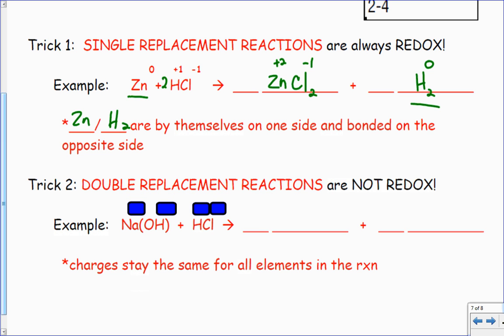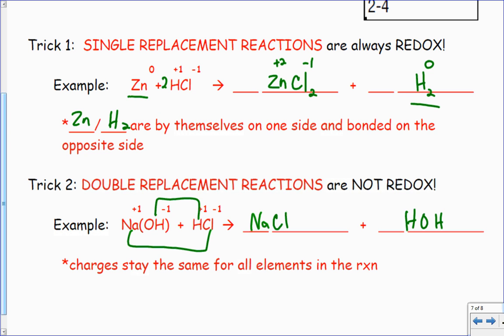Second trick, double replacement reactions are not redox. If I look at all my charges, when I take my plus with my negative and my negative with my plus, I get NaCl and HOH, and it's a -1 and a +1, and a +1 and a -1. The numbers didn't change. Notice they're all still the same. The Na was a +1, it's still a +1.